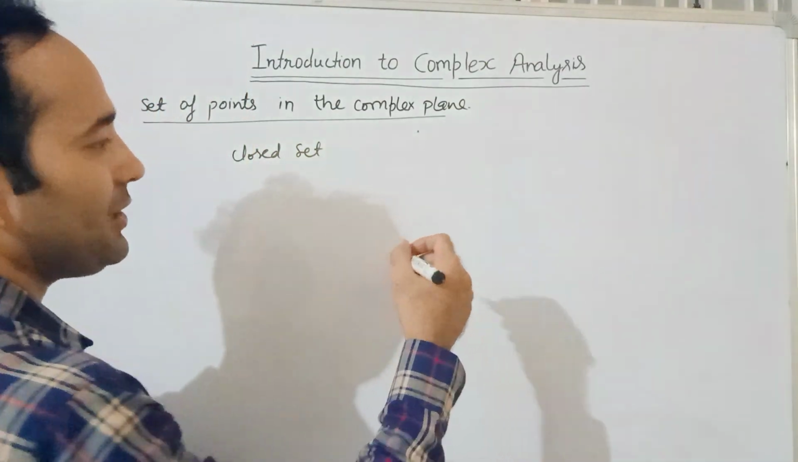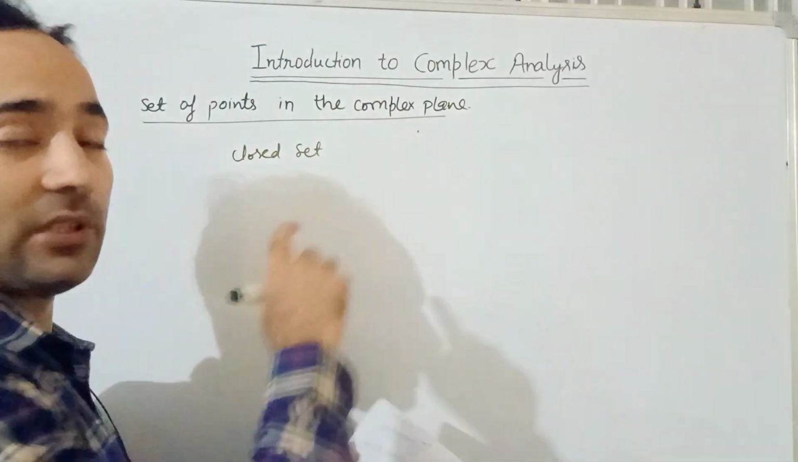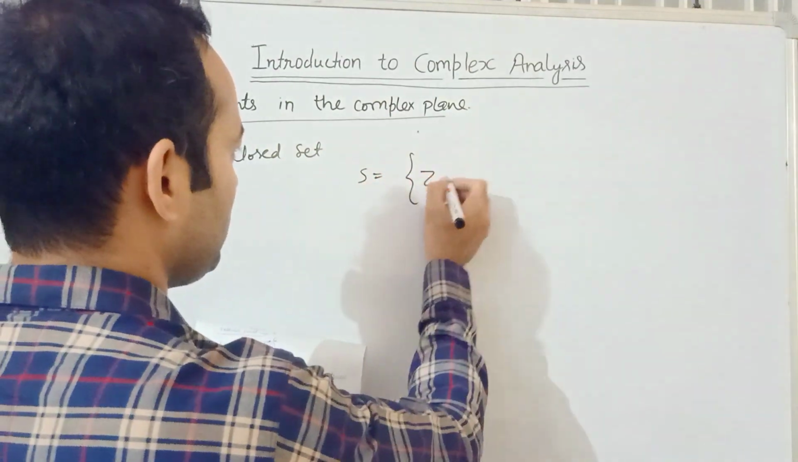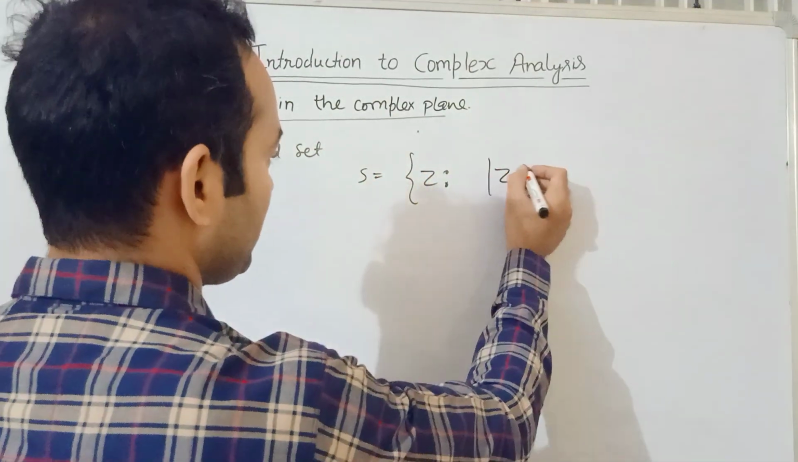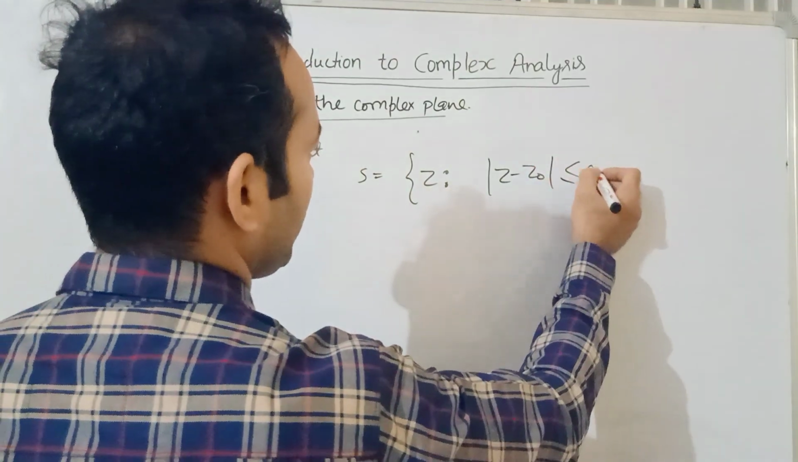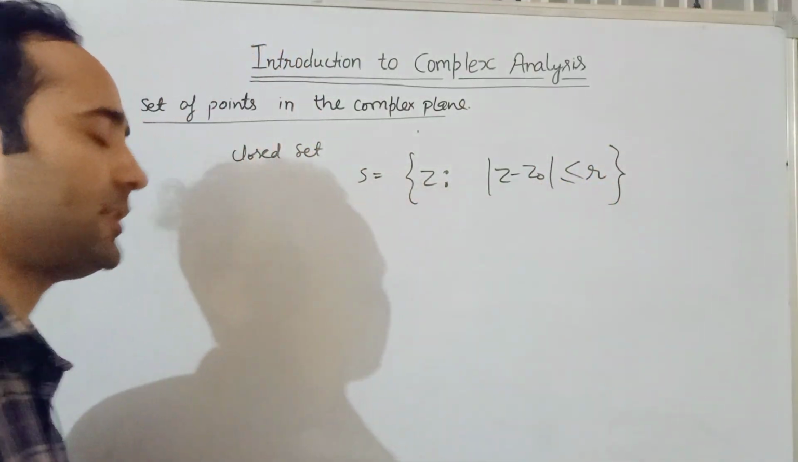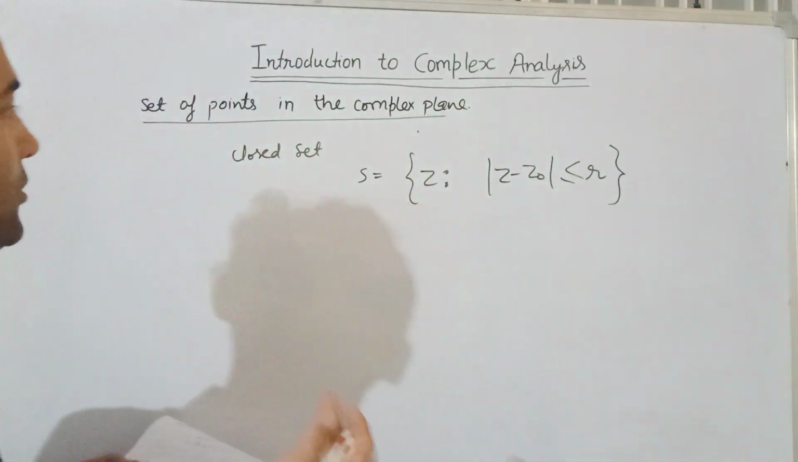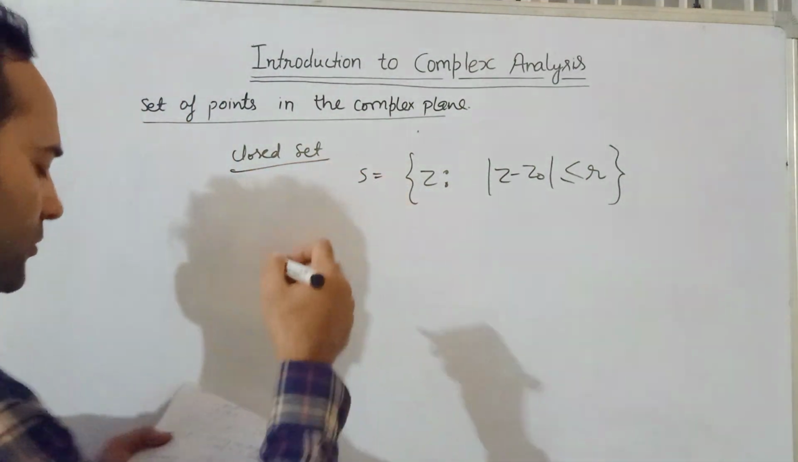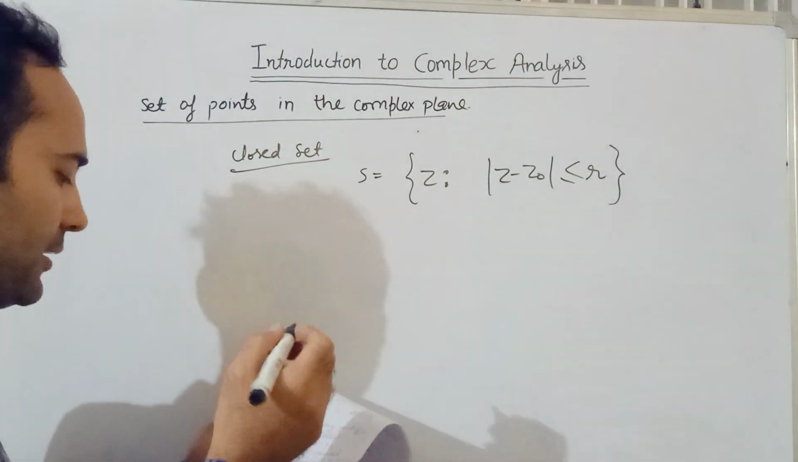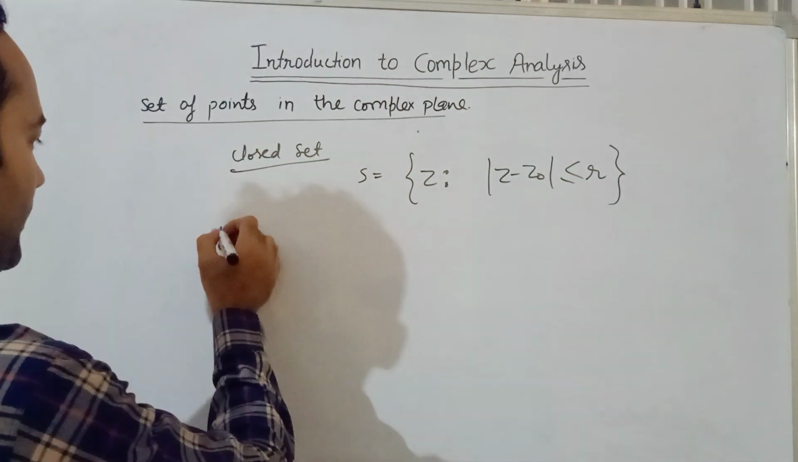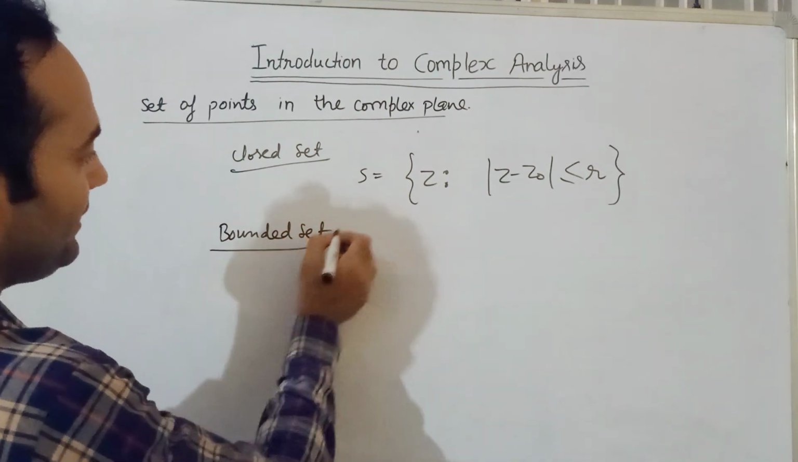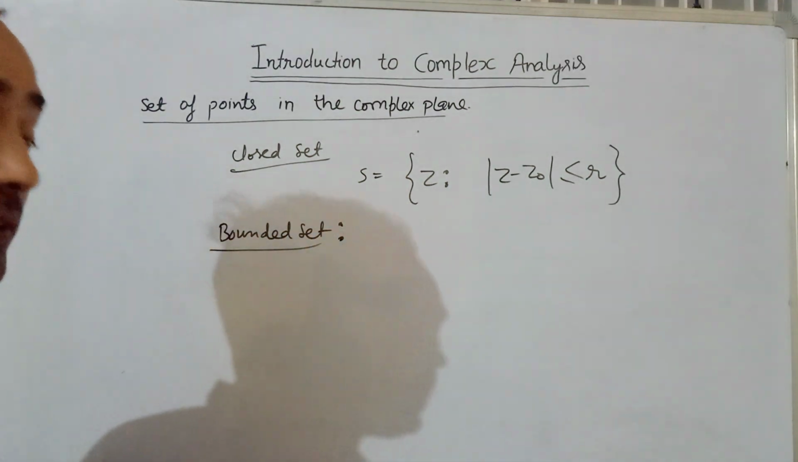That means right now all the points are interior point, then open set. For example, closed set, then it would be Z, where Z minus Z naught is less than or equal to R. So this is basically closed disk, right? Now what is bounded set and unbounded set? It is similarly related to this closed and open set. I'll read it in sync with the whole statement so that you would understand.